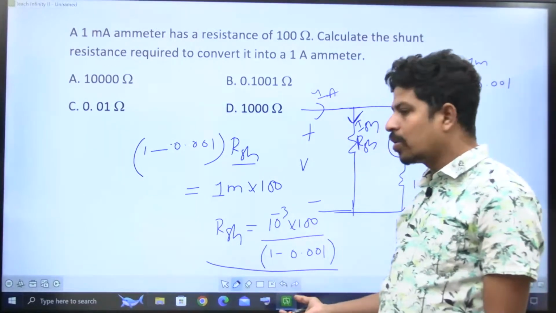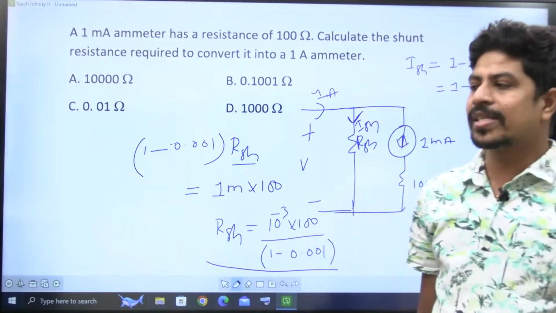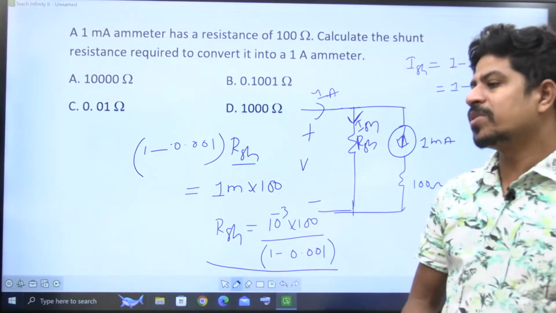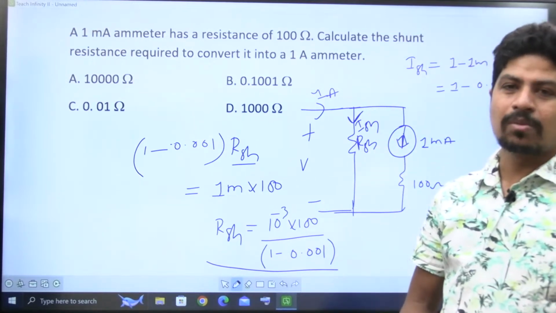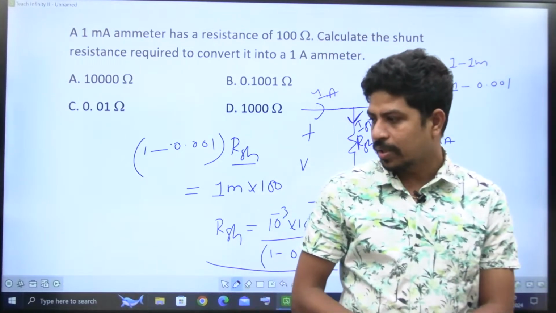Simplify this one. I'm not going to do that. Simplification you have to do from your side. In examinations like HPCL, simplification is also very, very important. Most of the students will fail in doing simplification. That's why do it, please. How much did you get?